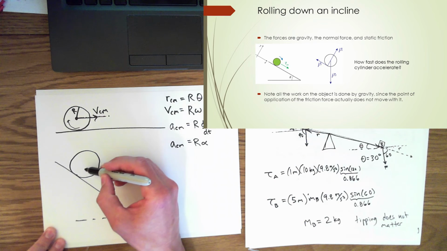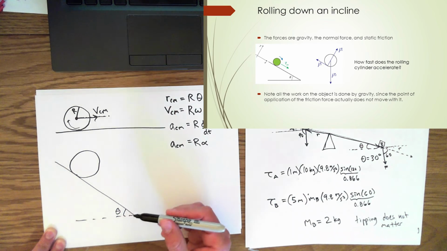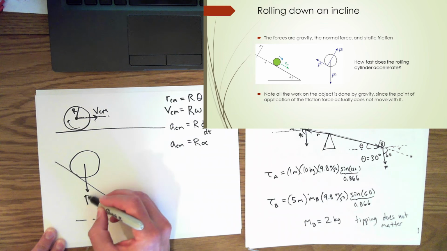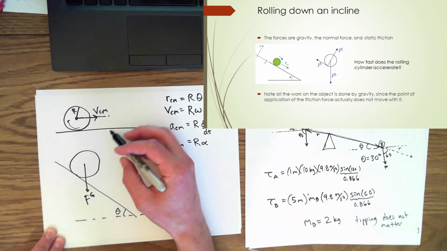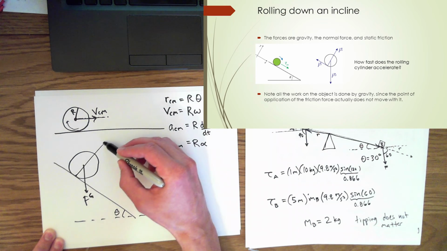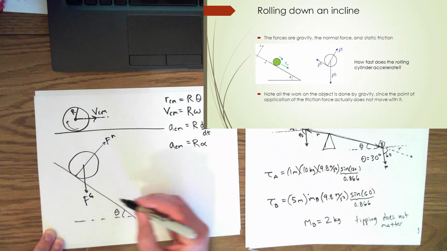The only forces that are acting, well, there's 3 forces acting as it's shown on the slide here. There's gravity, which pulls downward. There is a normal force that acts at the point of contact here. There's a normal force pointing that way. Remember, normal forces are always perpendicular to the surface.